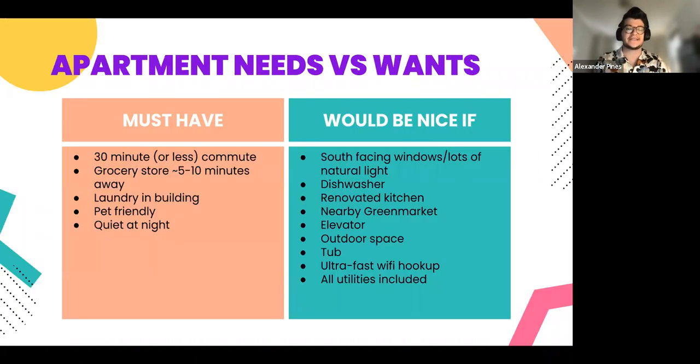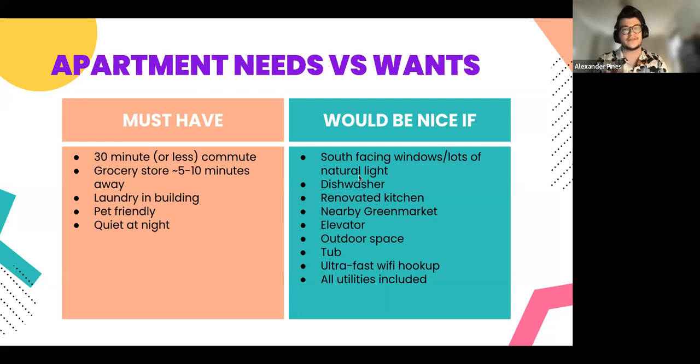This is an exercise that I think is really, really helpful to do with roommates and with anybody that you're going to be living with. If you're familiar with the show House Hunters, you've heard of a must list. This is a 2-part must list that includes both what you need to have in an apartment and what you would like to have in an apartment.